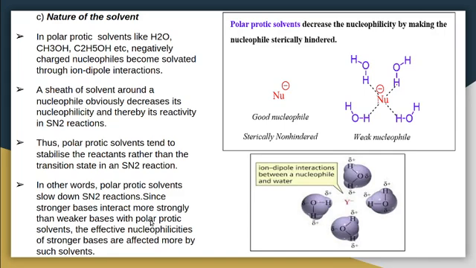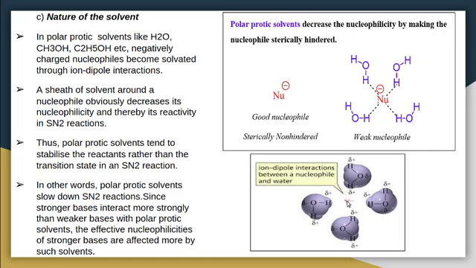So if we use a stronger nucleophile that can interact with the polar protic solvents, that will also be affected by the polar protic solvents. Weak nucleophile and strong nucleophile have the same effect when we use polar protic solvents because they form a sheath around the nucleophile. This sheath is due to the ion dipole interaction between the nucleophile and water.